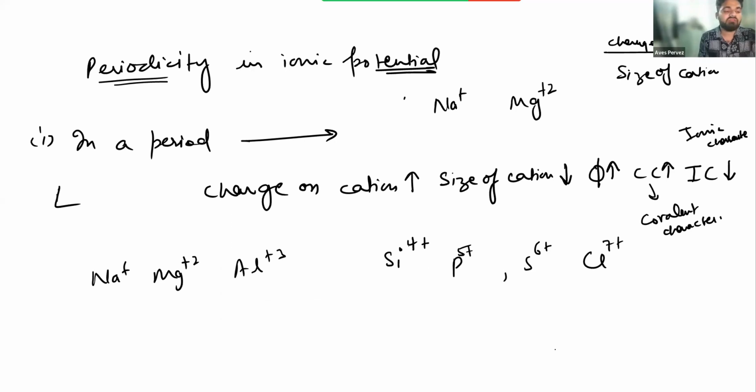Here we say that sodium is more ionic. If we go from left to right, the covalent character increases because the charge is increasing and the size is decreasing. So ionic potential will increase, and if the ionic potential increases, covalent character will increase. Sodium forms an ionic compound, magnesium forms an ionic compound, aluminium forms both ionic and covalent, and silicon and the rest form covalent compounds. So moving from left to right, the covalent character increases. Understood?